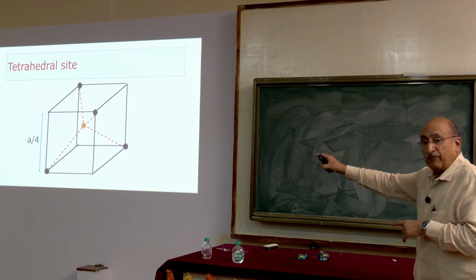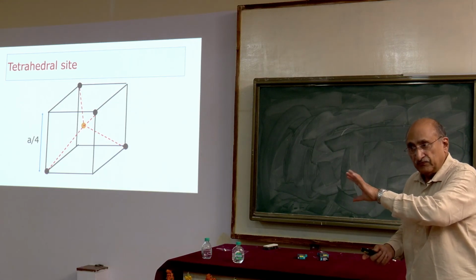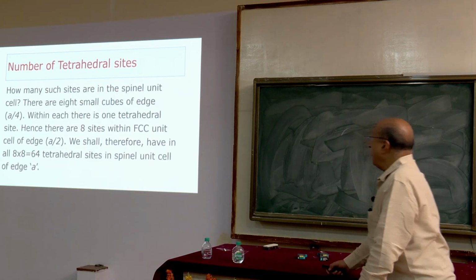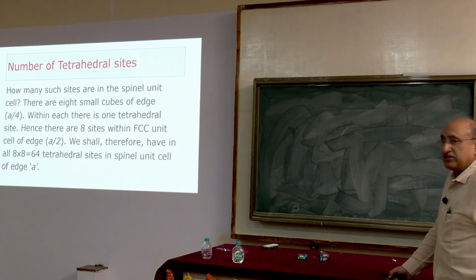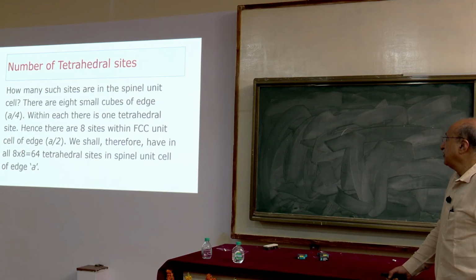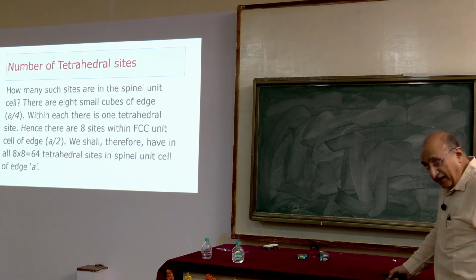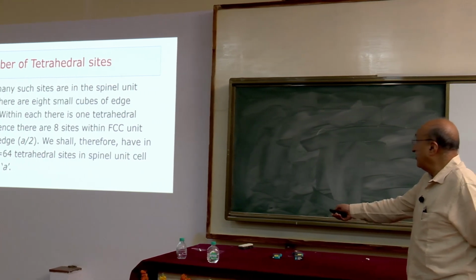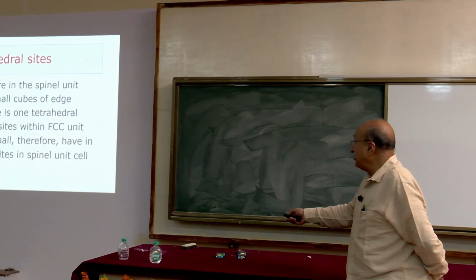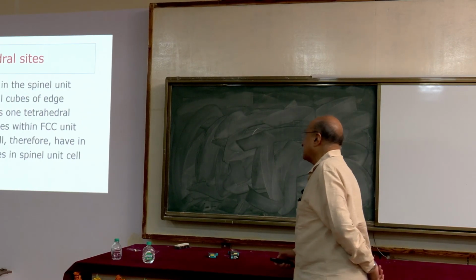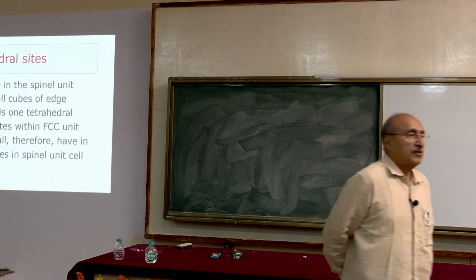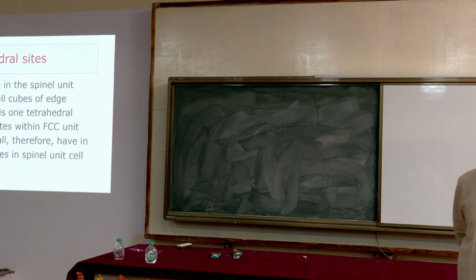And each of them have a similar environment. They may be rotated, but they'll have all these 64 sites. Many such sites are there in the spinel cell. There are 8 small cubes of edge A by 4. Within each, there is one octahedral site. Hence, there are 8 sites within the FCC unit cell of A by 2. We therefore have 8 into 8, 64 tetrahedral sites in the spinel unit cell of edge A.